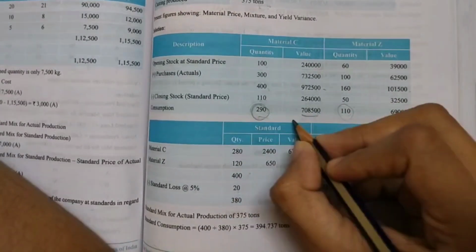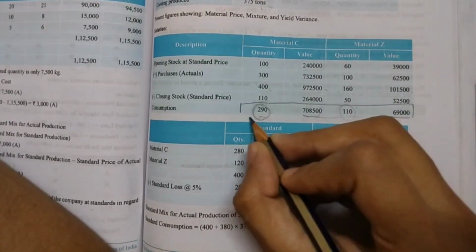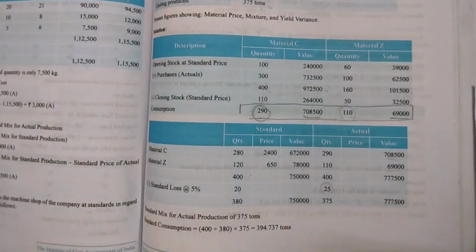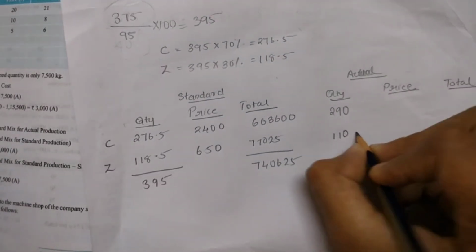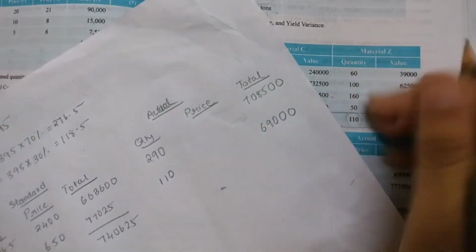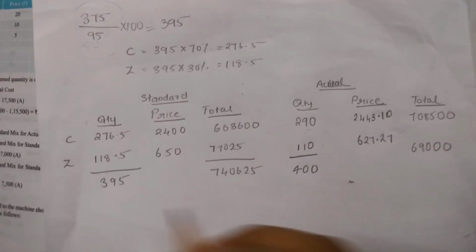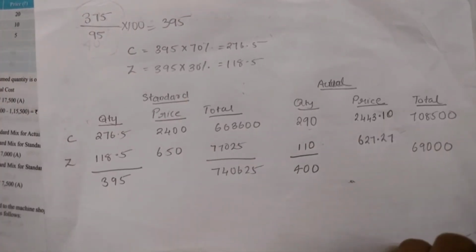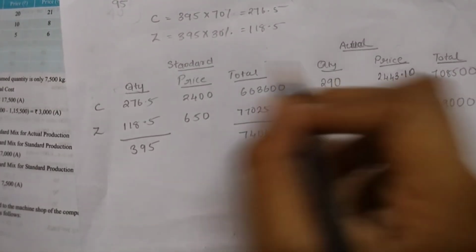So these are the values we have to take inside our table. That is 290 and 110. Okay, so we have directly found the totals. This is how our table will come, and you can start doing the variance. You can start doing the computations with the help of this data.